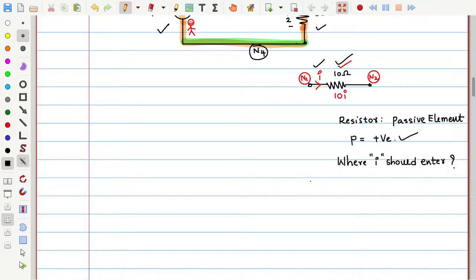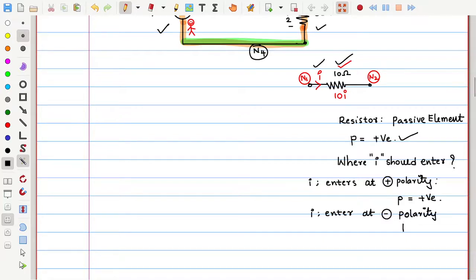Tell me, we said a long time ago, if current enters at the positive terminal, positive polarity of the voltage, then what is the nature of the power? Positive. If current enters at the negative polarity, then the nature of the power is negative. So simple.